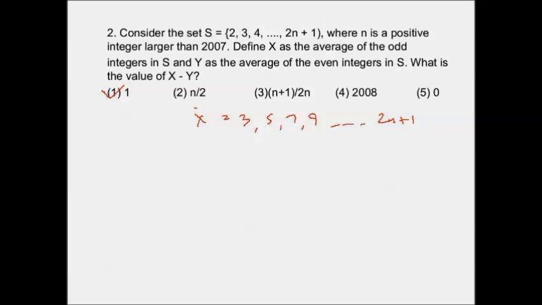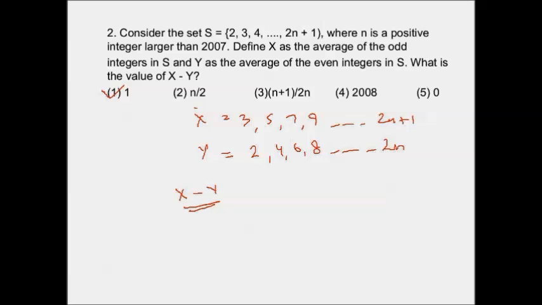And y is the average of even integers in S. So y is the average of 2, 4, 6, 8, so on and so forth. Then the last even integer has to be 2n, that is the number before 2n plus 1. The question is asking what is the difference between x and y, and these are the averages.